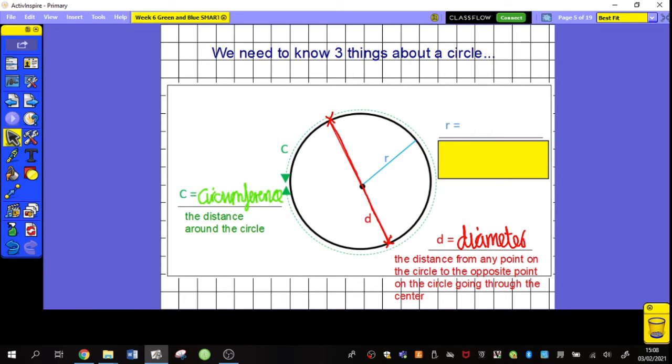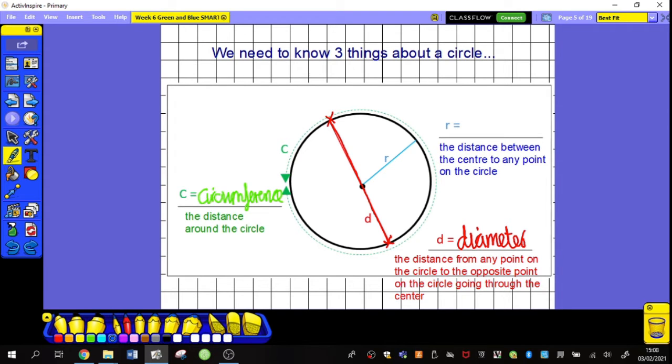Lastly, I've got here a blue line that goes from the middle to the outside. It is the distance from the centre to any point on the circle. That is called my radius.